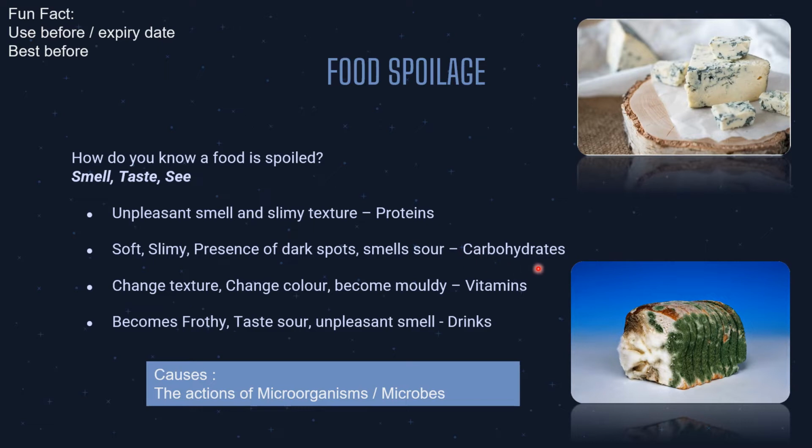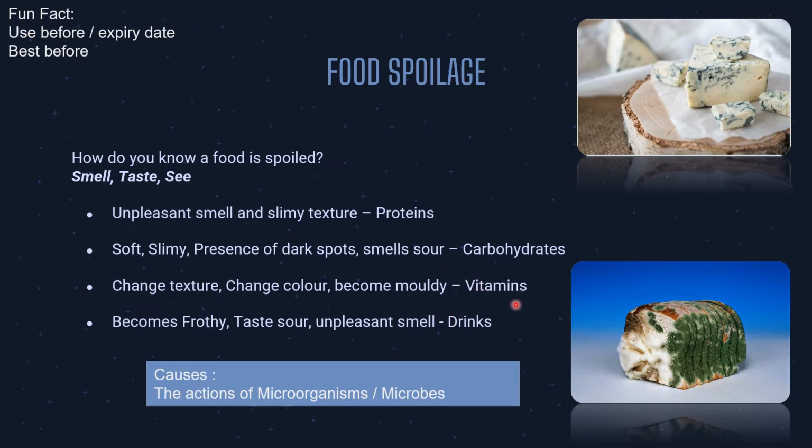Second, carbohydrates. So carbohydrates such as breads, rice, noodles, and so on. First, it becomes soft. So usually carbohydrates like rice hold their shape and are very firm. But when it's spoiled, it becomes soft and slimy. Then presence of dark spots. So dark spots mean molds. And lastly, it smells sour. It produces this acidic smell towards the food.